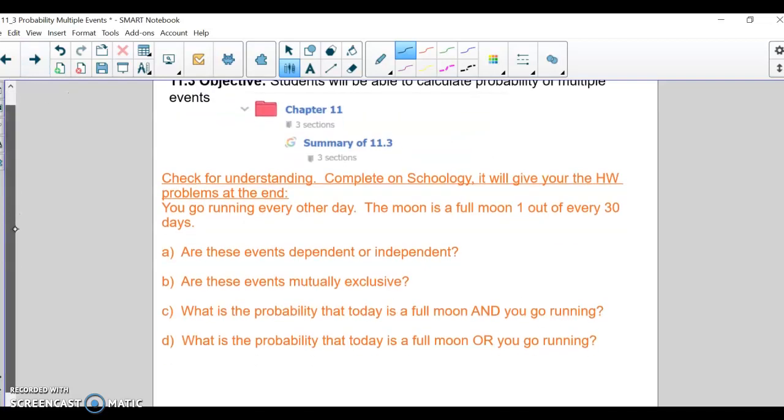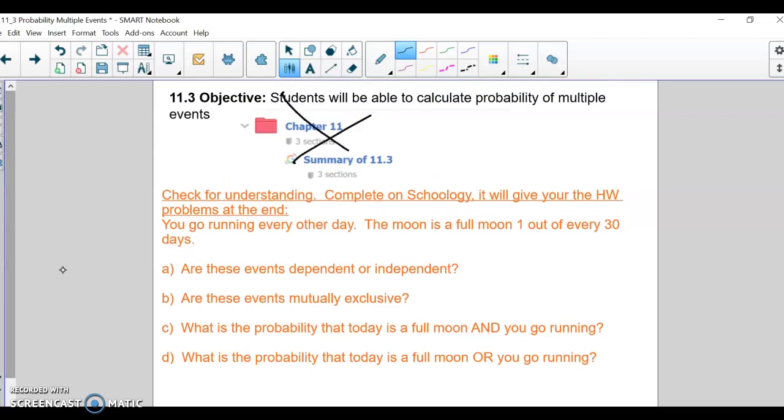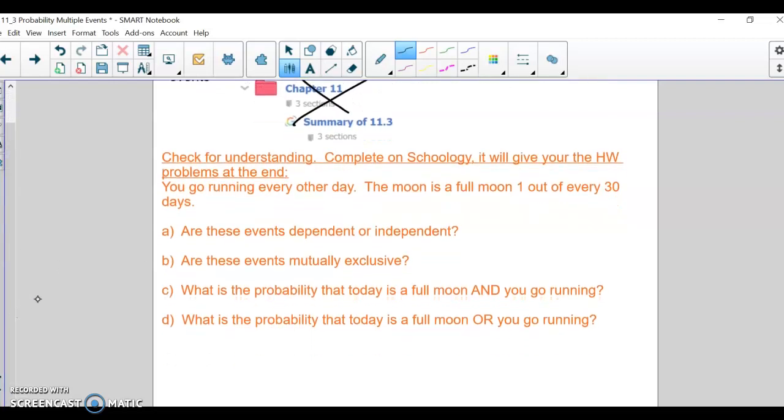Okay, so I normally have them do this on Schoology, but I'm not going to do that here. So I just want you to do this. This is a really good test of everything we learned because there's a ton of vocab and and or probabilities in this lesson. So you're going to go running every other day, so 50% chance, and the moon is full 1 out of every 30 days, approximately. So are they dependent or independent events? Are they mutually exclusive? And then the and probability and the or probability. So pause the video, try these. This will be a really good test to see if you got this information.